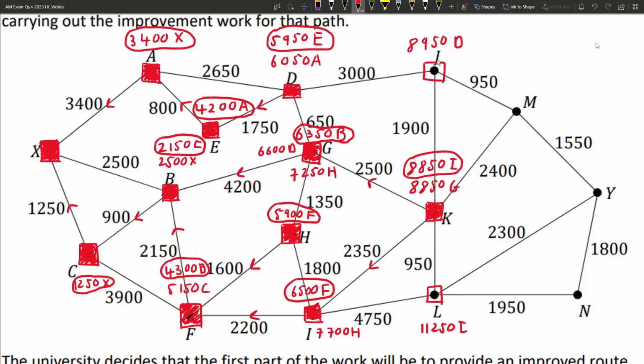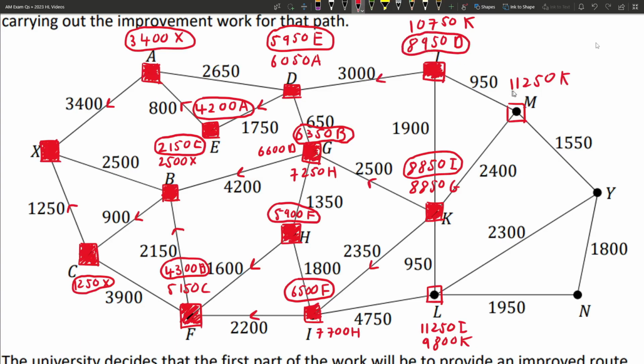So to go to J, we have 8,850 plus 1,900 is 10,750, and that's coming from K. Now to go to M, we have 8,850 plus 2,400 is 11,250, and that's going through K. And then finally L, we have 8,850 plus 950 is 9,800, and that's going through K. So now which one of these is the smallest? Well, it's 8,950. So we color in the J, draw an arrow down to D, circle the value we're using.